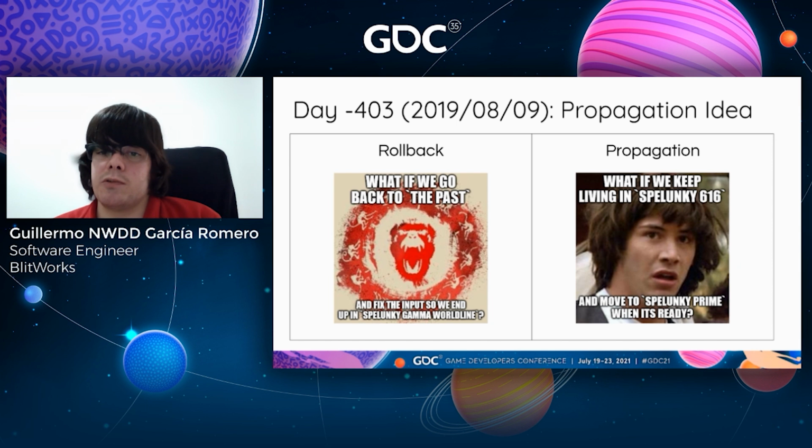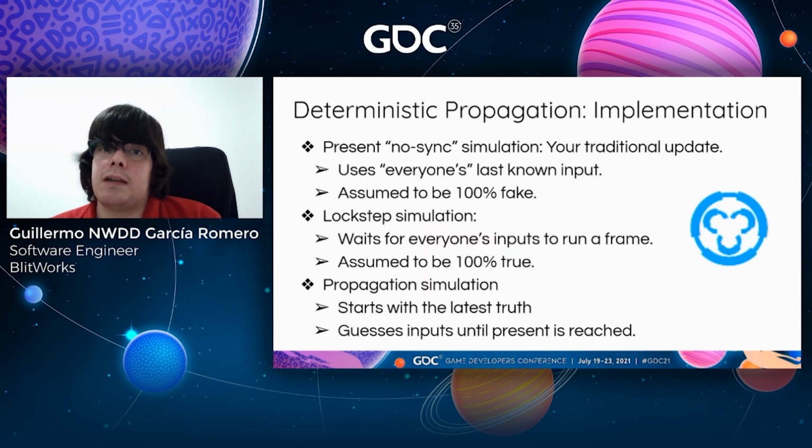With deterministic propagation, you instead are always living in the current universe, and then one day you just wake up at the start of your update loop and are in a different, more synchronized universe by magic. So implementation-wise, the main idea is to have multiple states that are updated simultaneously. So you have a first simulation that does nothing special, nothing syncs, and we know everyone's last input. We pick it and use it to simulate the next frame. So it's pretty much always wrong, but only slightly wrong.